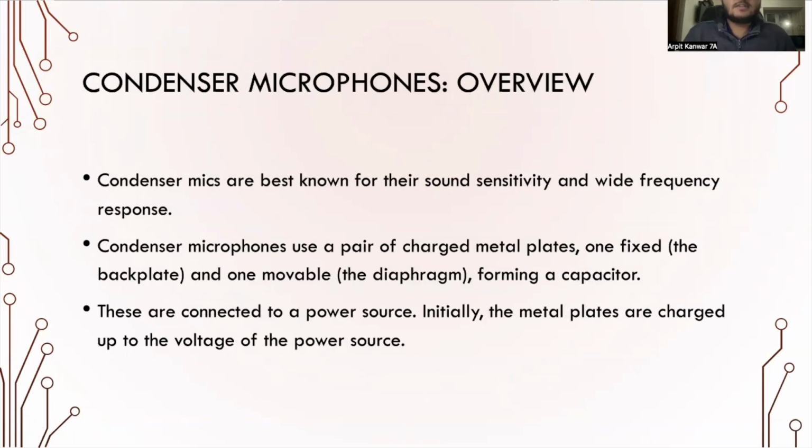Condenser microphones are best known for their sound sensitivity and wide frequency response. Condenser microphones use a pair of charged metal plates, one that is fixed, the back plate, and one that is movable, the diaphragm. These two metal plates form a capacitor. These are connected to a power source. Initially, the metal plates are charged up to the voltage of the power source.